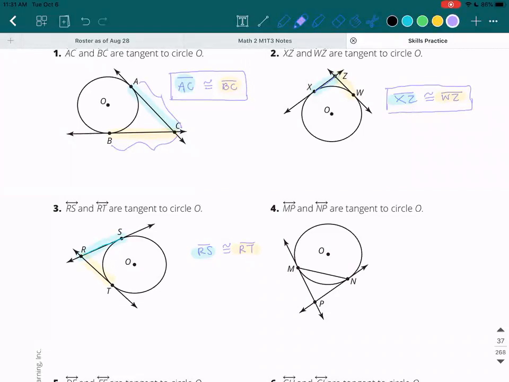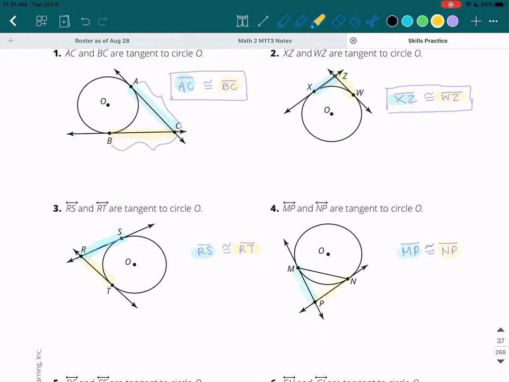Now the picture is just a little bit different. There's a line across there, but it really doesn't matter. It's still the same thing. We have MP or PM, whichever one you want, is congruent to NP. Those 2 line segments are congruent. You have MP over here, and we have PN over here.